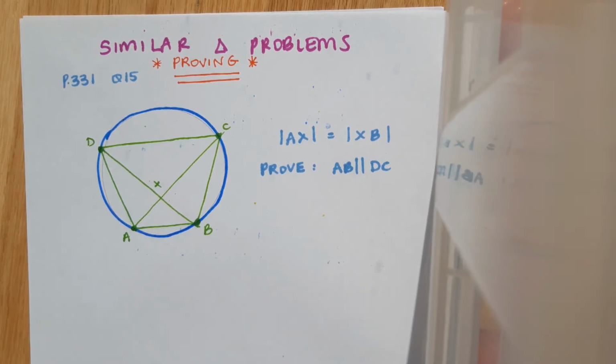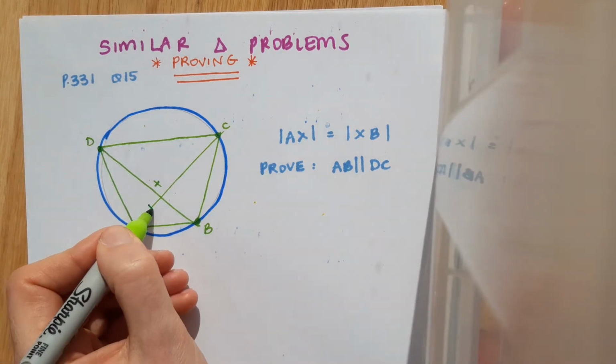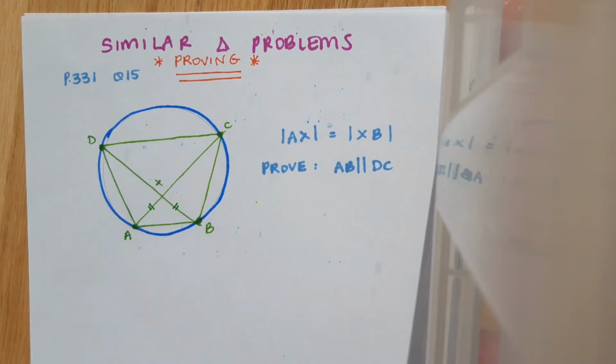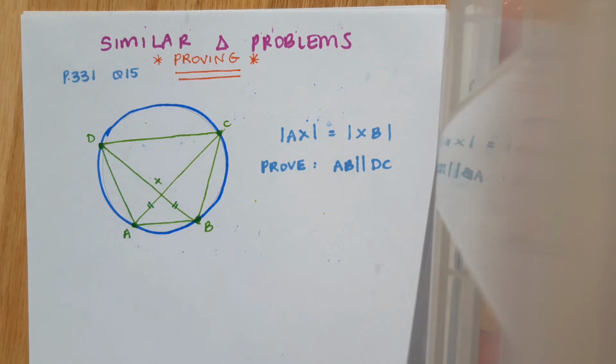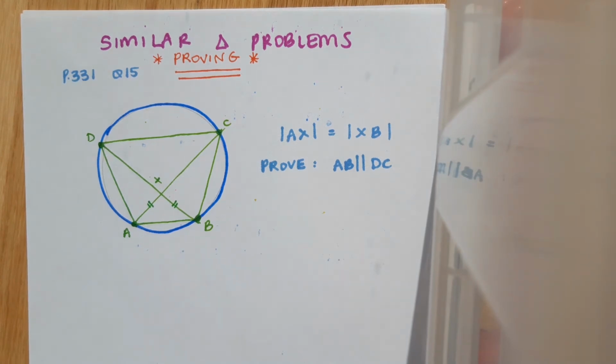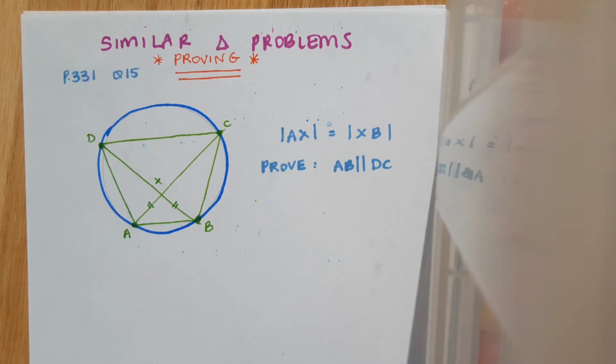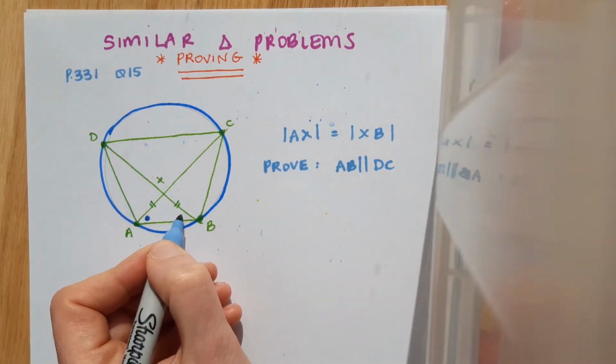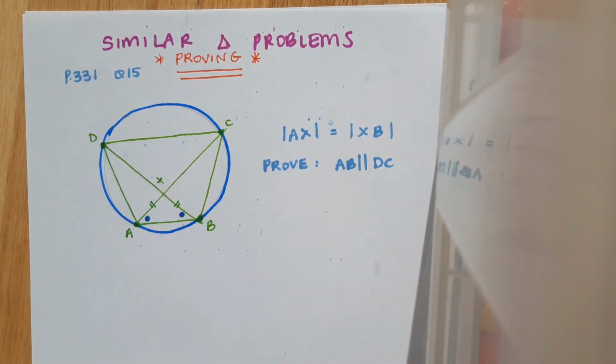So the diagram is drawn here, and it's the same diagram as you have in your book. They have told us in the book that AX is equal to XB, and we're trying to prove that AB is parallel to DC. So I'm going to start by not writing anything down, but instead just first of all trying to identify things in the diagram that are equal. So I'm going to note here that, for example, this angle at A must be the same as this angle at B because it's an isosceles triangle.